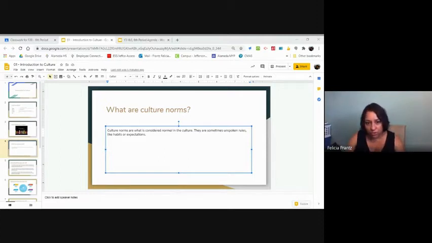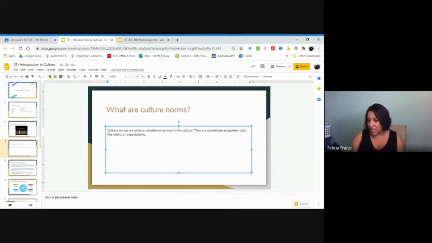So culture norms originally get their start, at least in my opinion, as a way to help protect the culture, to help protect the members of the group. We have found over the years that if you brush your teeth regularly, you stay healthier. If you're crossing the street, what do we do? What do we do before we cross the street? We look both ways. Correct.